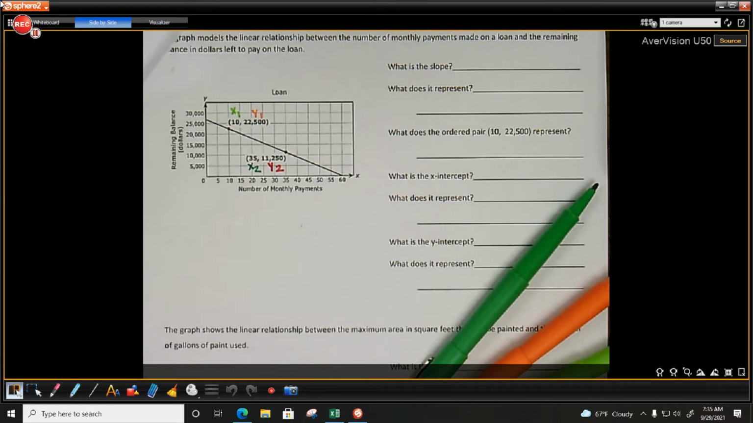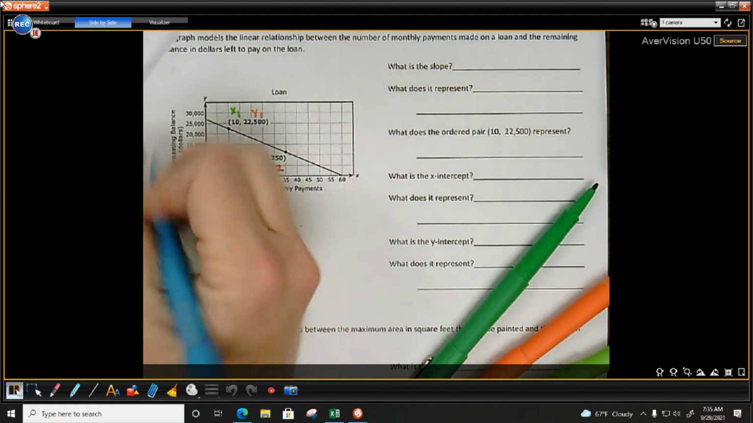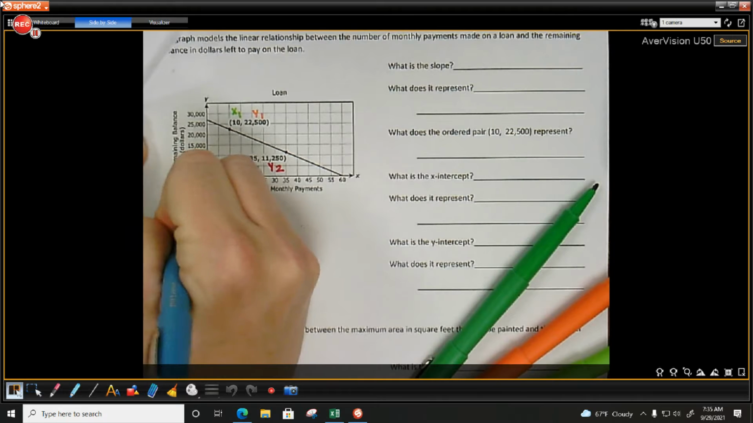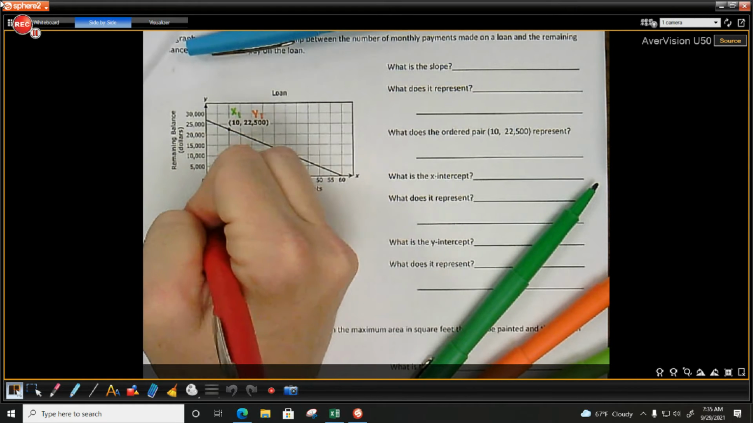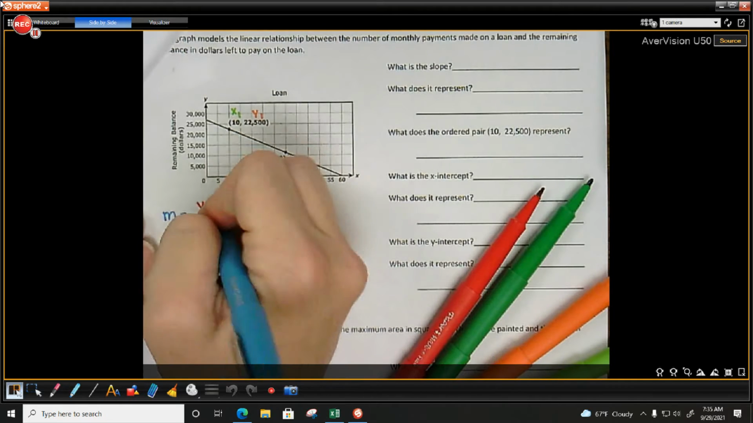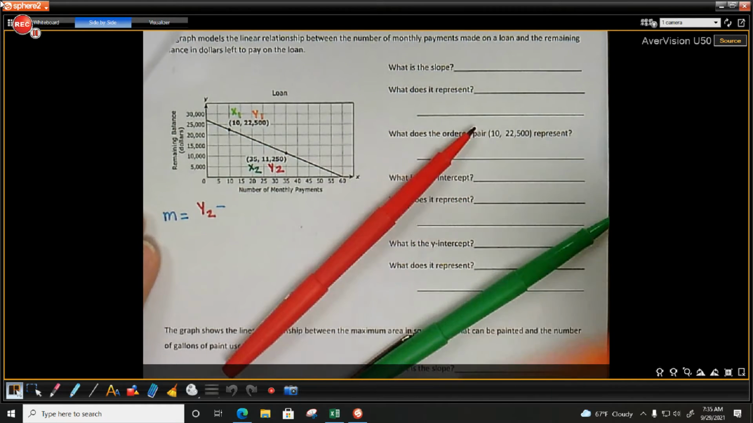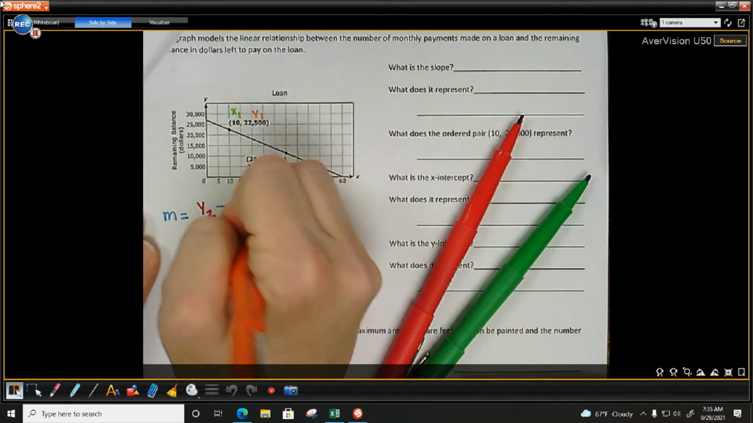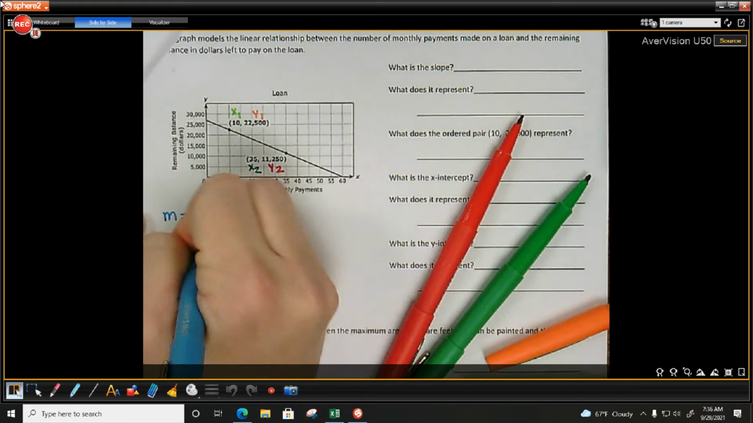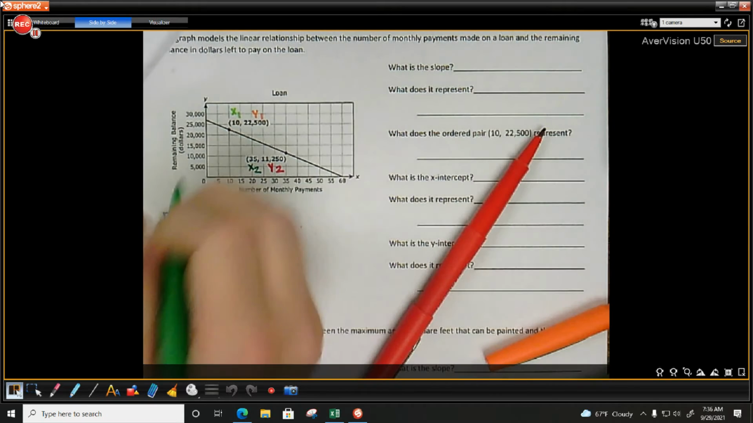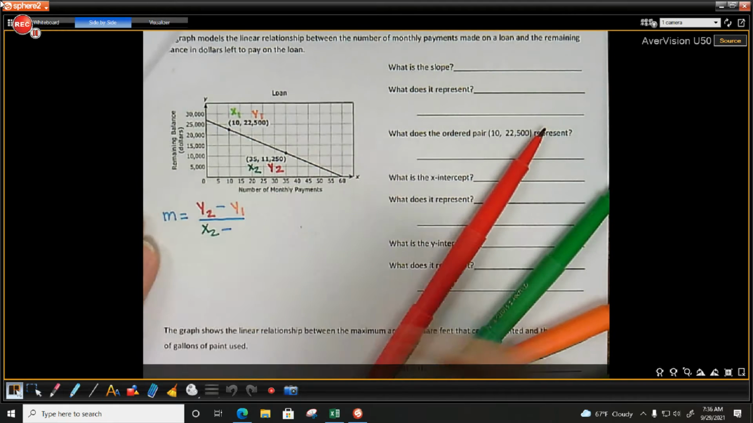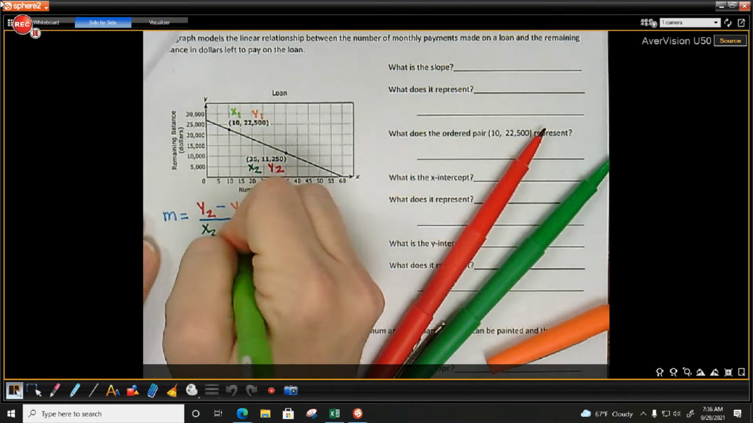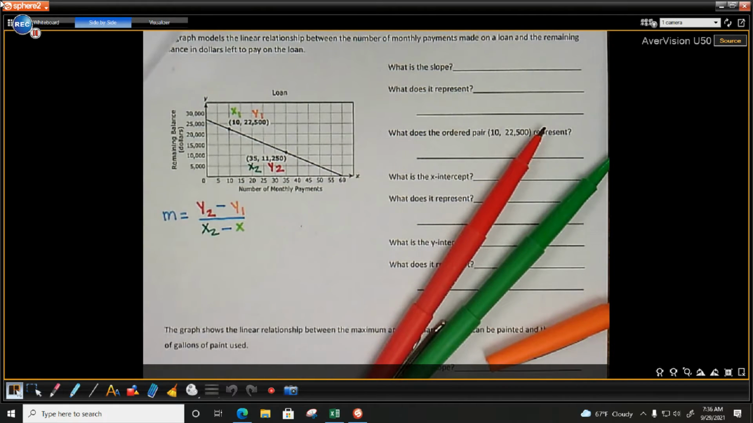So then I'm going to use my formula, which again, let's write our formula. M equals y2 minus y1 over x2 minus x1. Okay, that is your slope formula.